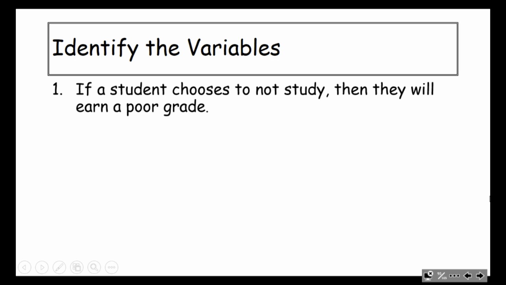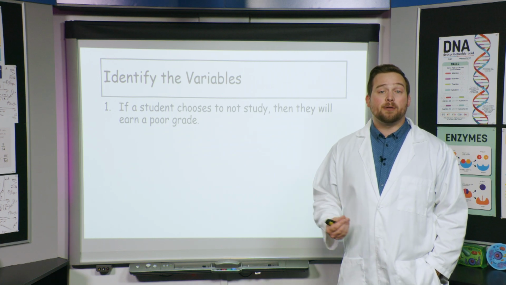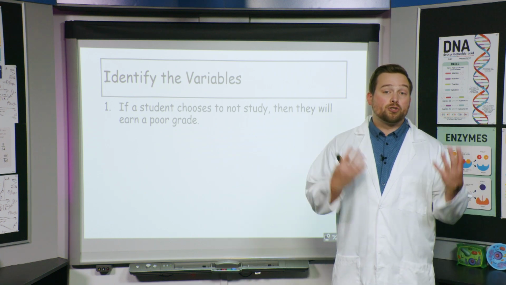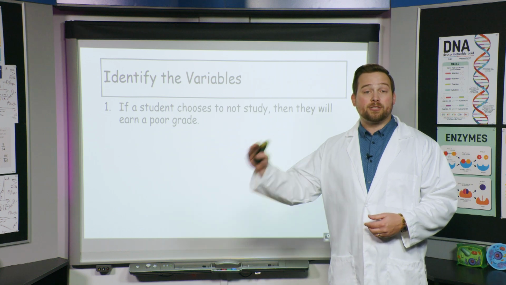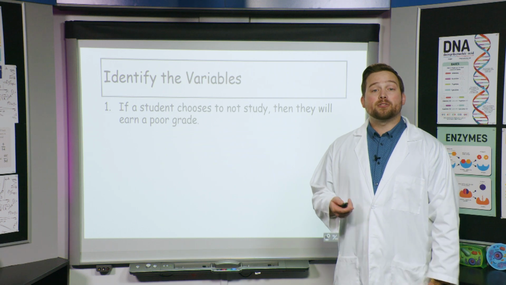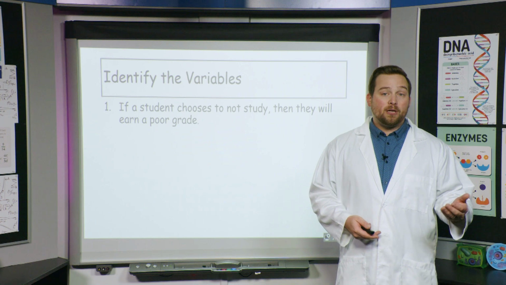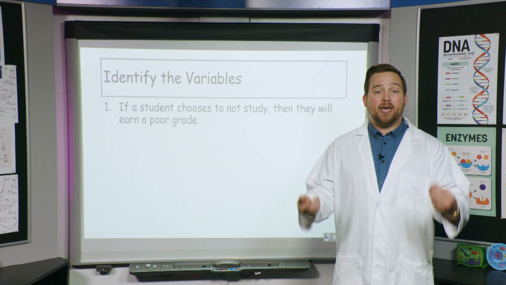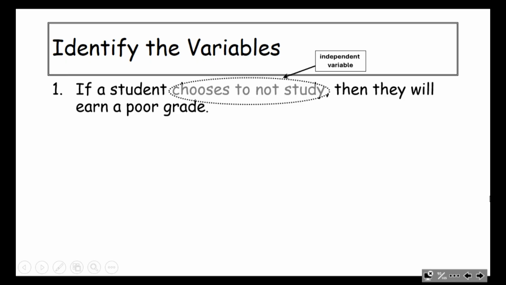If a student chooses to not study, then they will earn a poor grade. Okay, so here the student, what is the student choosing to do? They're choosing to do something. That's going to be our independent variable, and then the result of that choice is going to be the dependent variable. So are they choosing to not study, or are they choosing to have a poor grade? No one really wants to have a poor grade, but this student is choosing not to study. Maybe they have a baseball game or they're working, maybe they just don't feel like studying, but that is a choice that they made. So in this example, not studying is going to be the independent variable, okay?